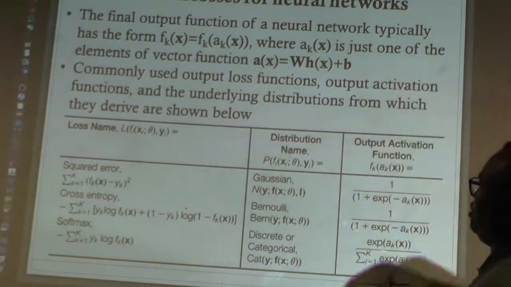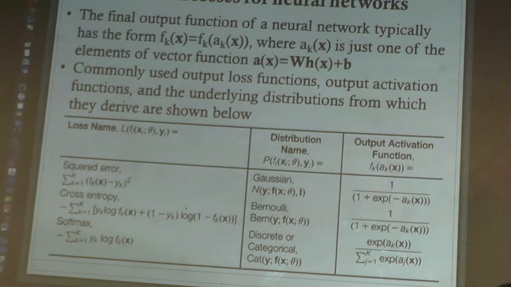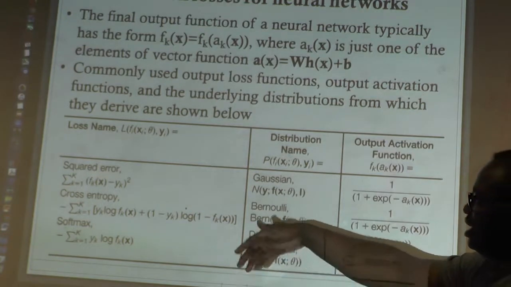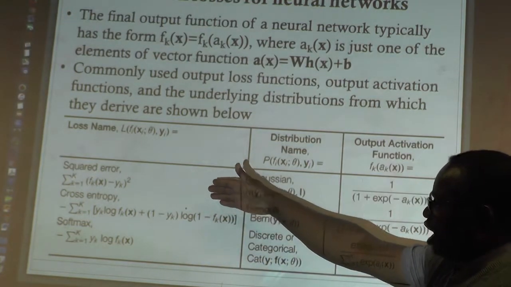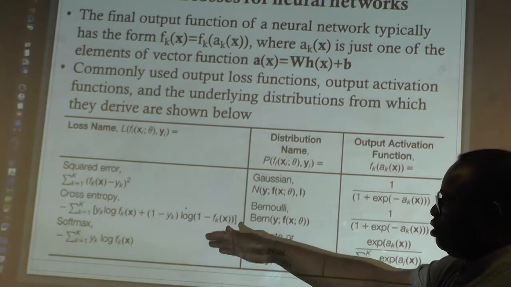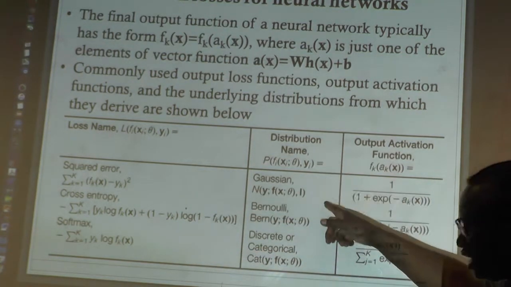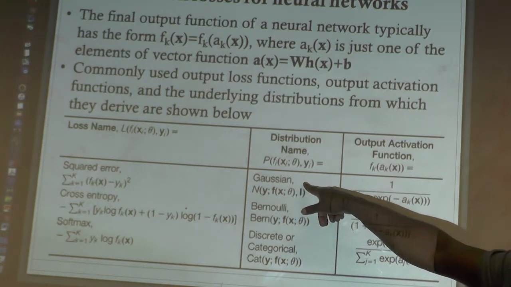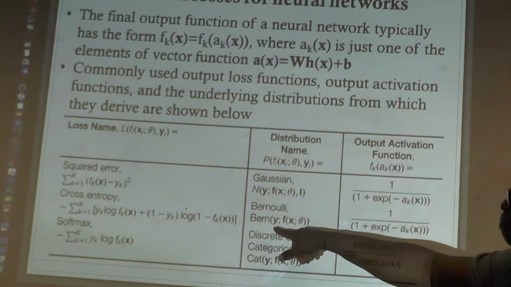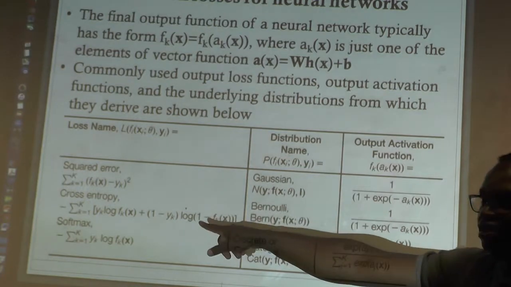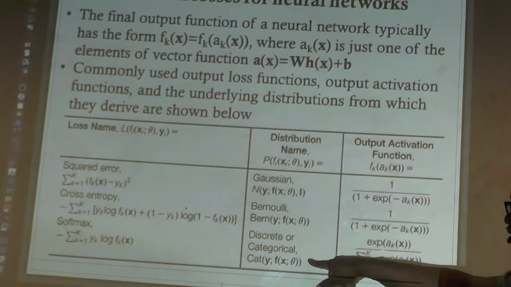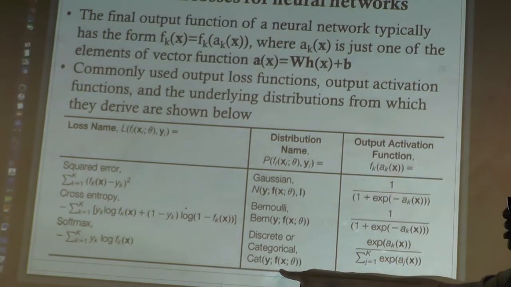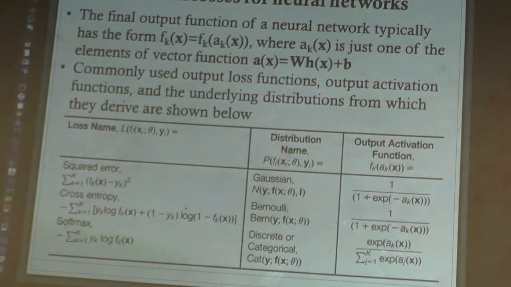First of all, there are common loss functions that you use when you are programming, in MATLAB or whatever it is. I'll just give you the mathematical name. We have what we call square error, cross entropy, and softmax. The distribution name, i.e. in MATLAB, would be Gaussian. Gaussian is the same thing as square error. Bernoulli, or what is called the Bern function, is actually cross entropy. The discrete or categorical function, also called CAT, is actually softmax. That's the distribution name.